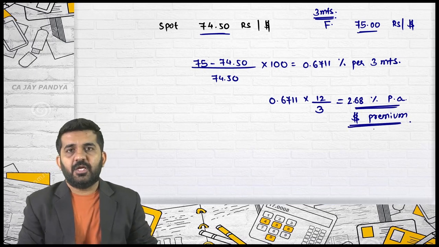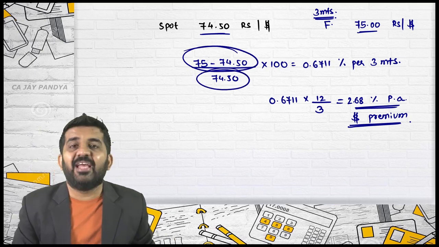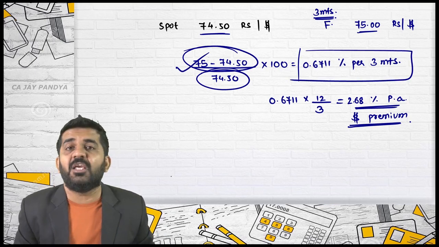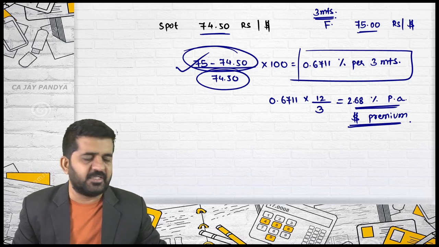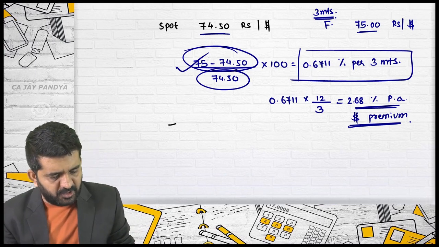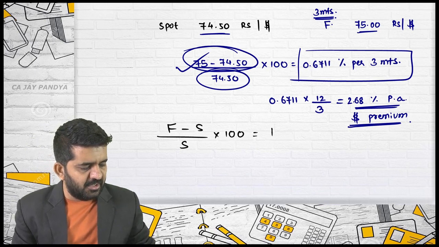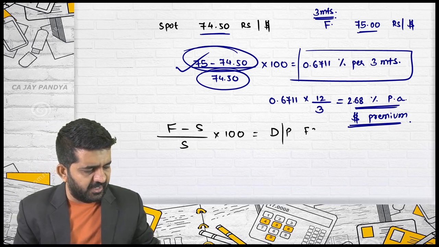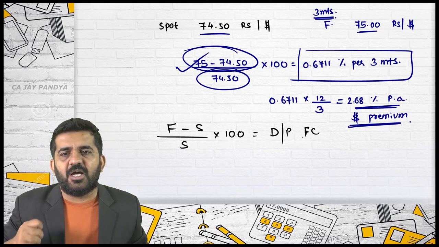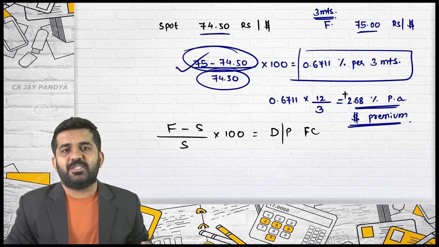Dollar is at premium. Logically you should understand this is the premium amount and this is the base amount. I am just finding out the percentage. But as all these figures are of 3 months, the answer which is coming is of 3 months. I need to convert it into 12 months. So always remember this from now onwards: forward minus spot divided by spot multiplied by 100 is nothing but the discount or premium on foreign currency or right hand side currency. If the answer is negative, it is at discount. If the answer is positive, it is at premium. This answer is positive, so the dollar is at premium.